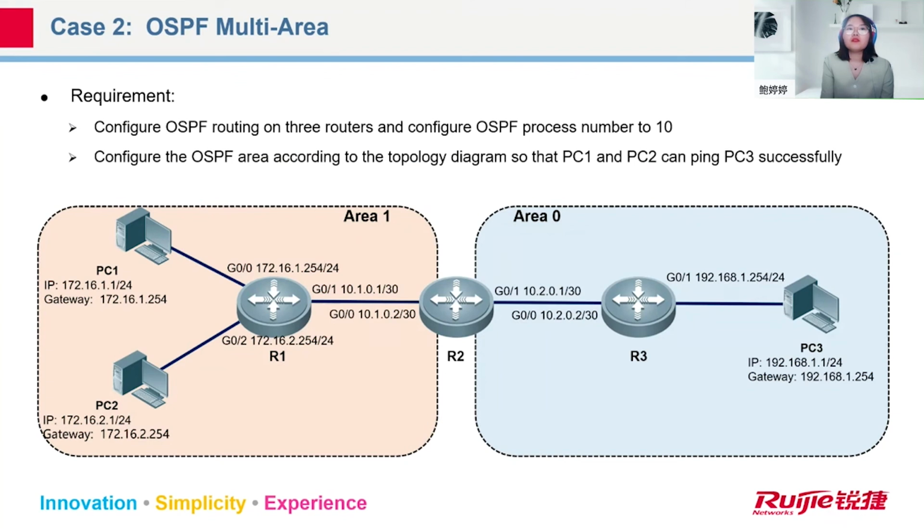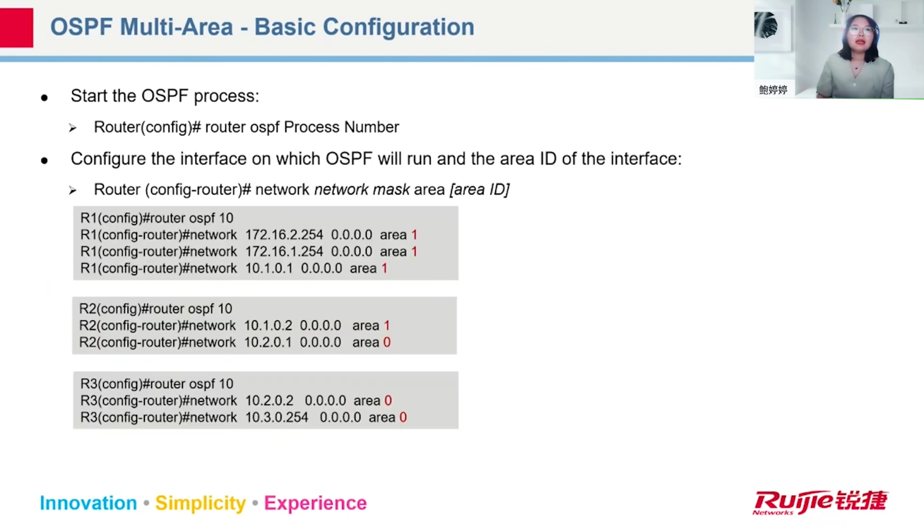So the requirement also, we create the process ID 10, and we hope PC1, PC2, and PC3 can communicate with each other. But the difference is now we have 2 areas. The right one becomes area 0, the left one becomes area 1.